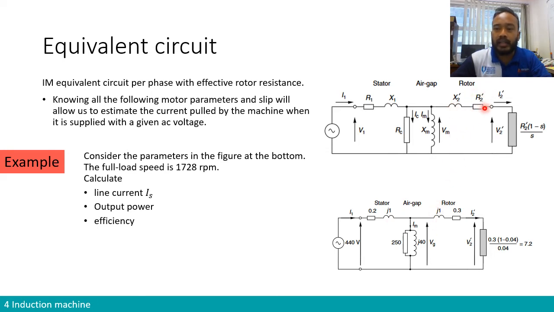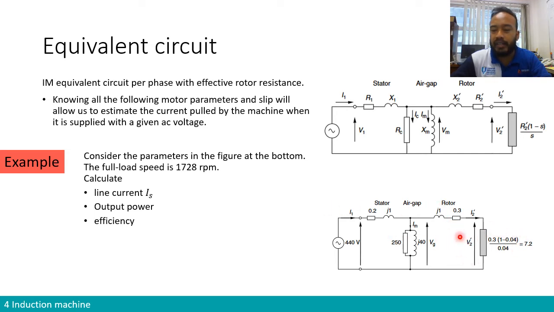The rotor resistor R'2 is 0.3, and then what else do we have? We have the full load speed of 1728 RPM. So R'2 is 0.3. And then here it is basically the calculation of (1 minus S) over S. It shows that the slip is 0.04, leading to a total load resistor of 7.2. But first, how do we find this load?